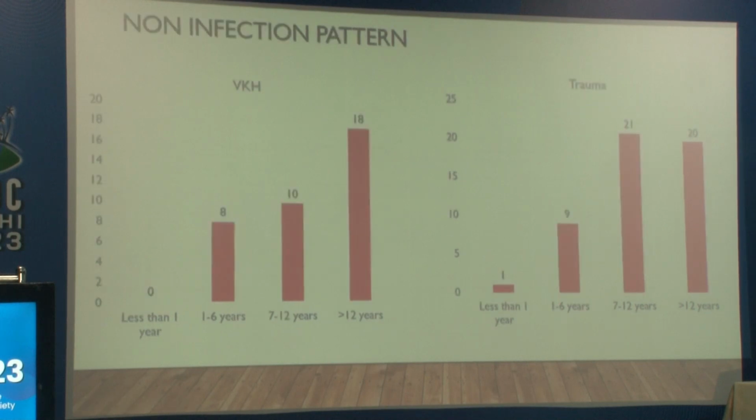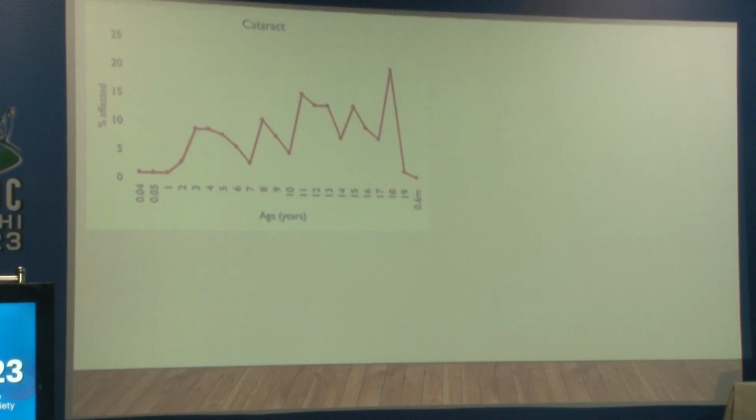In non-infectious uveitis, VKH was the leading cause. It was most often found in the more than 12 years age group. And this is the complication: cataract and macular scar. These are the anterior and the posterior segment complications.